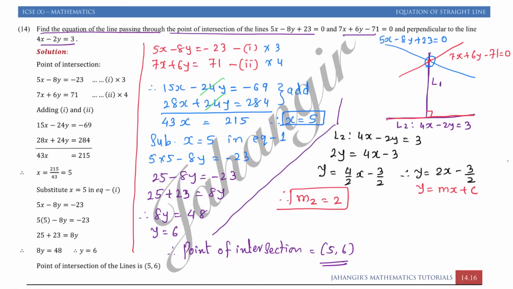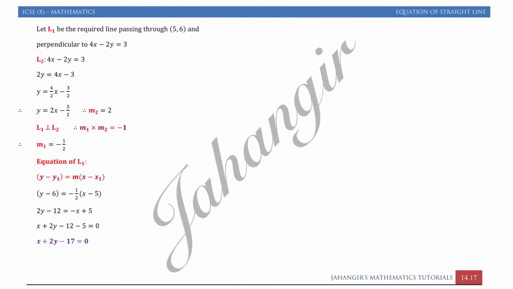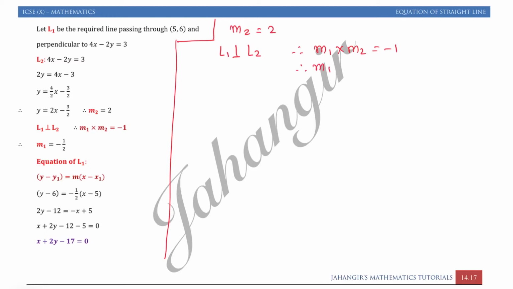Now L1 is perpendicular to L2. Over there we got L2 ka slope, M2 as 2. Now we can say L1 is perpendicular to L2. So therefore we can say M1 into M2 is equal to minus 1. So therefore I can write M1 is equal to minus 1 upon M2, which is equal to minus 1 upon 2. So it is the negative reciprocal of it.